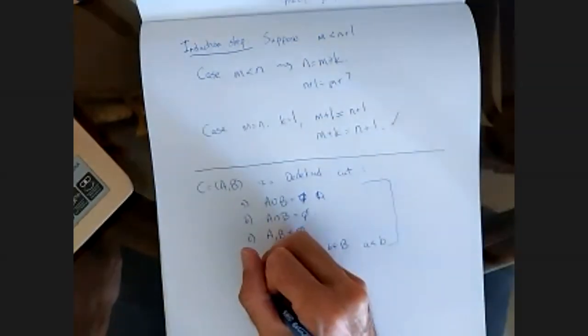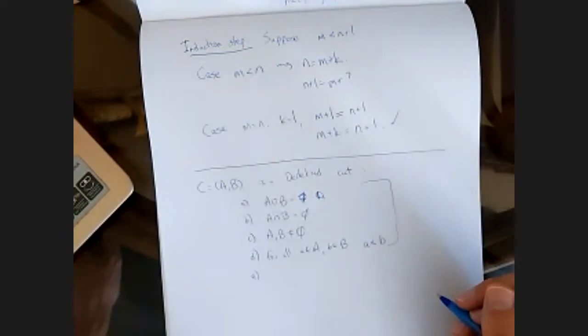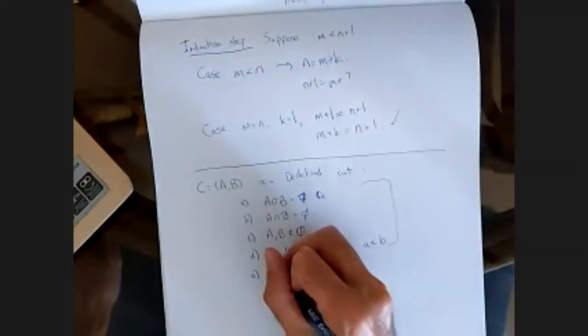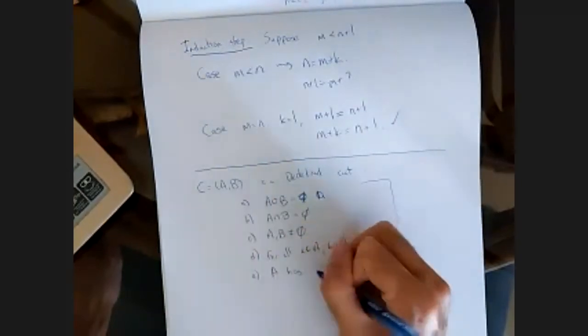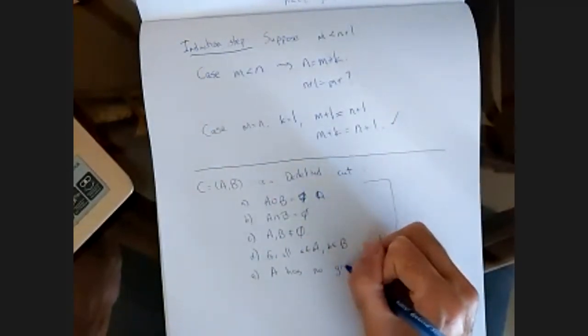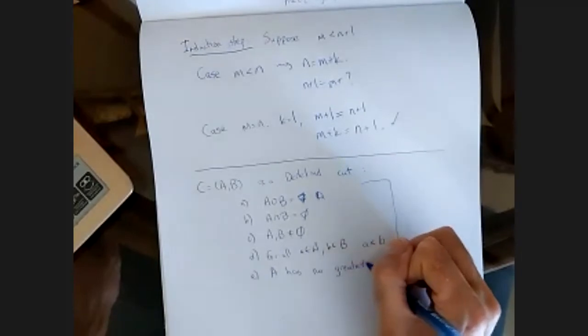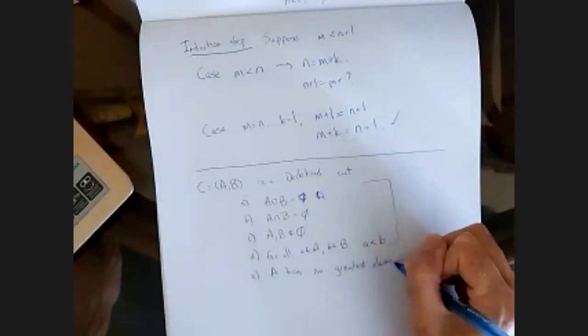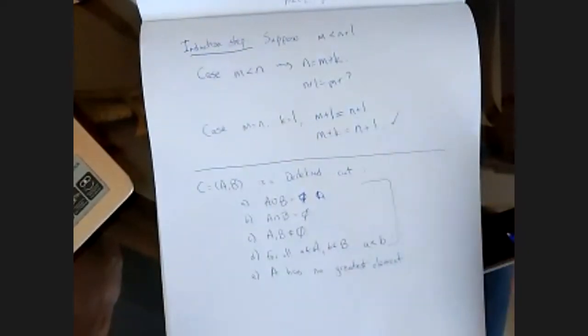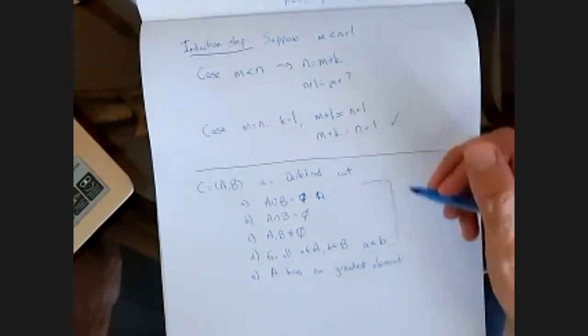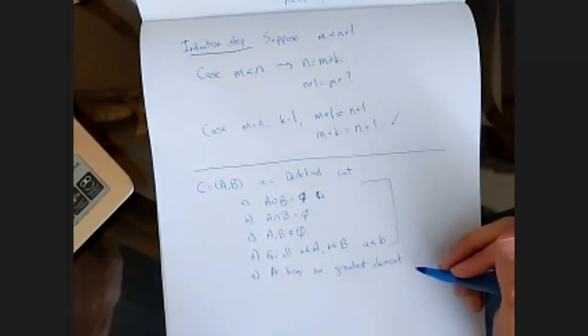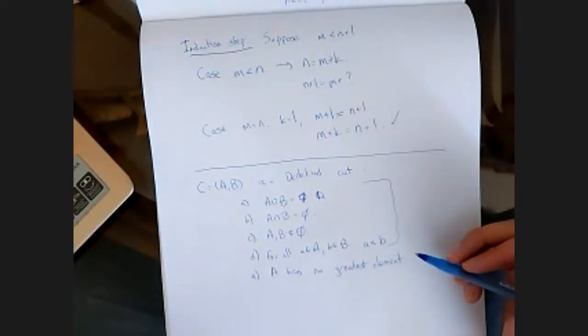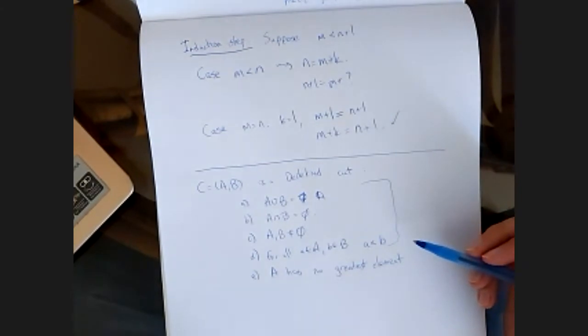And to be a Dedekind cut, A can't have a greatest element. And now we have a Dedekind cut. And B may or may not have a least element. Okay, so this is the definition of a Dedekind cut. And then the set of real numbers is just the set of all Dedekind cuts.